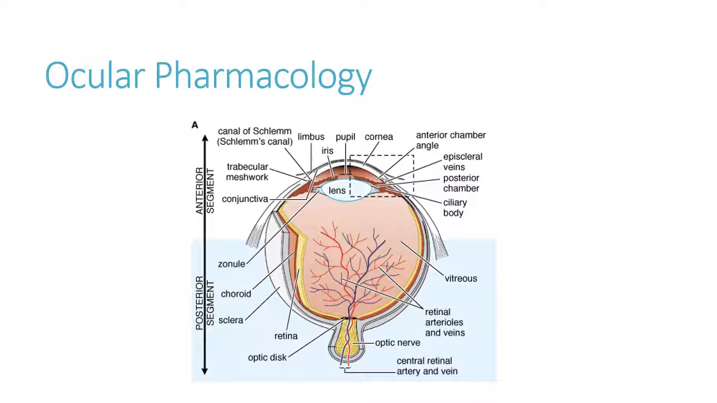So let's go through our ocular pharmacology. You're going to find that a lot of these drugs are going to be topically administered. However, we're going to find some instances where you still need to use systemic therapy as the case may be. We'll talk about a few of those examples moving forward.